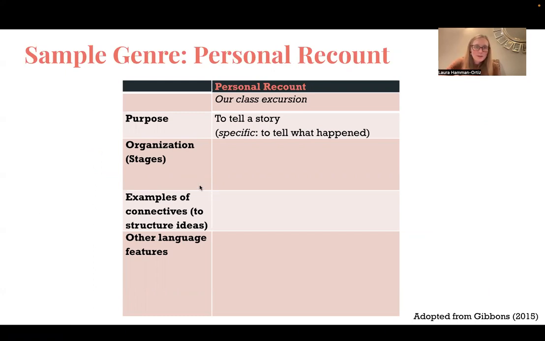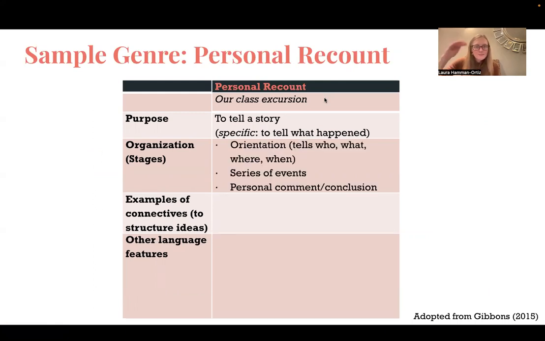So one example topic might be our class excursion or our class field trip, and it's organized in these different stages. So it begins with an orientation, telling who, what, when, and where. Then it goes into a series of events, and then it often ends with some kind of personal comment or conclusion. And students are often not explicitly taught this structure, right? So you might see students who just launch in with a series of events, but they don't give you that orientation, who, what, when, and where, which is really important when we're giving a personal recount. So you can see how explicitly teaching these stages could be beneficial to students.